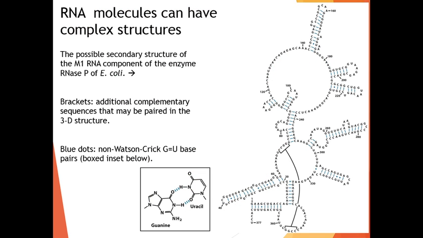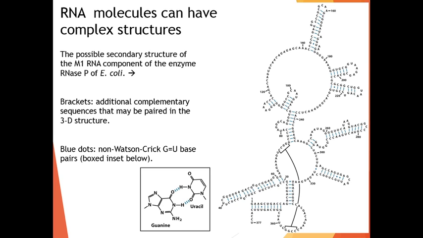RNA molecules can have complex structures as shown here in this diagram. Now, this is a possible secondary structure of the M1 RNA component of the enzyme RNase P from E. coli. As shown here, this RNA structure is very complex, and this is a single-stranded RNA.